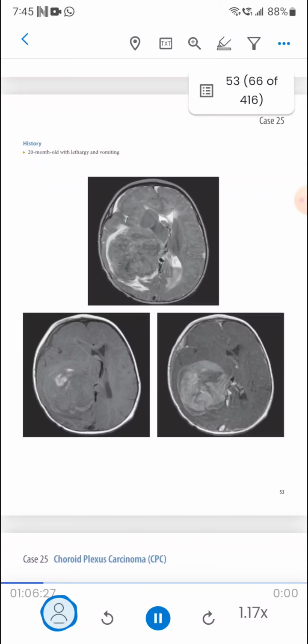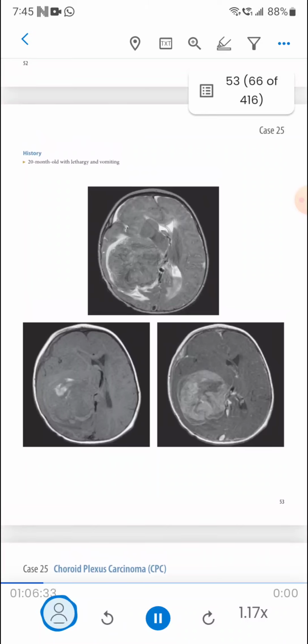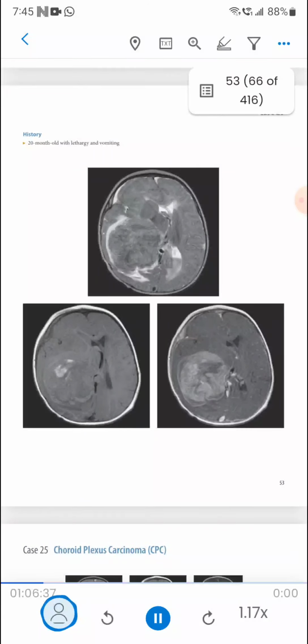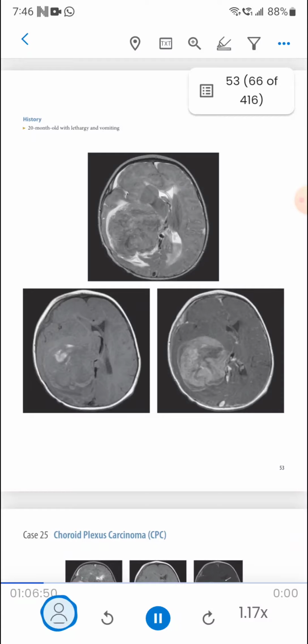There is a fluid level within the lateral ventricle due to dependent hemorrhage, white arrows. There is T2 hyperintensity and enhancement possibly within the cerebral parenchyma along the tumor margins consistent with parenchymal invasion. Differential diagnosis. Choroid plexus papilloma. Atypical teratoid rhabdoid tumor. Ependymoma. Subependymal giant cell astrocytoma. Central neurocytoma. Metastasis.